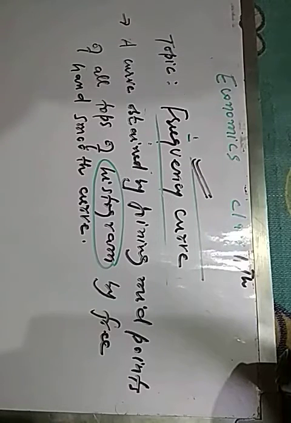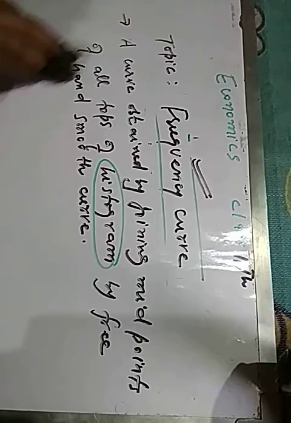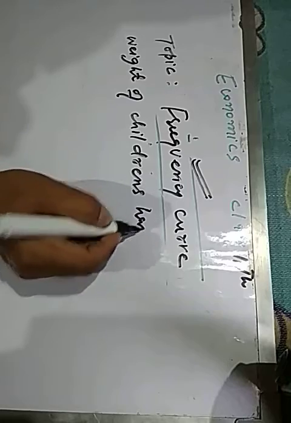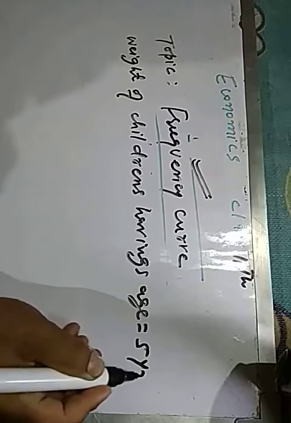Now why it is known as frequency curve, that will be clear when we draw a histogram from a given data. After that we will draw a frequency curve. Now suppose the available data is weight of children having age equal to 5 years.